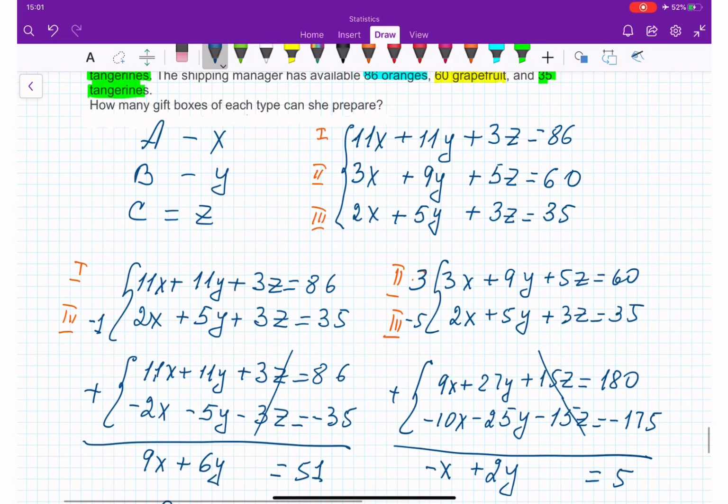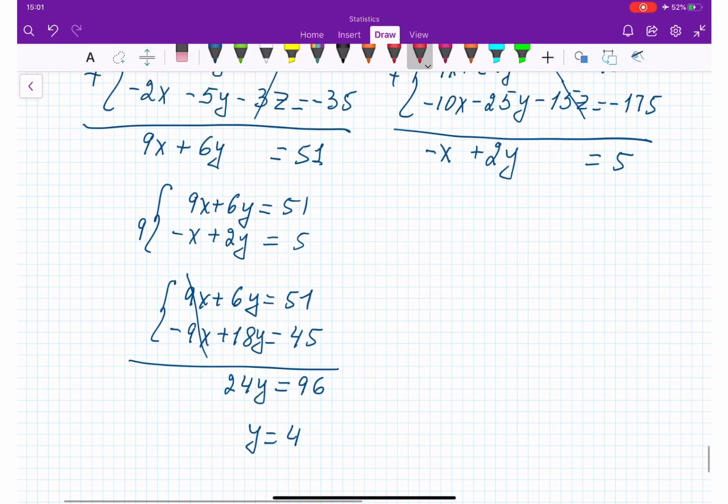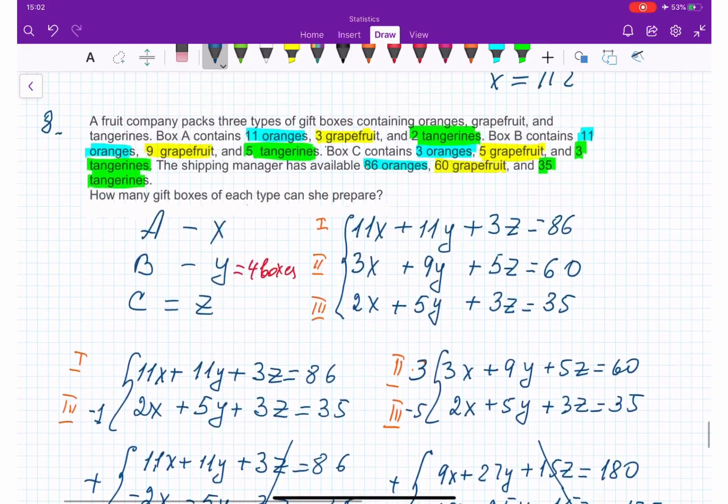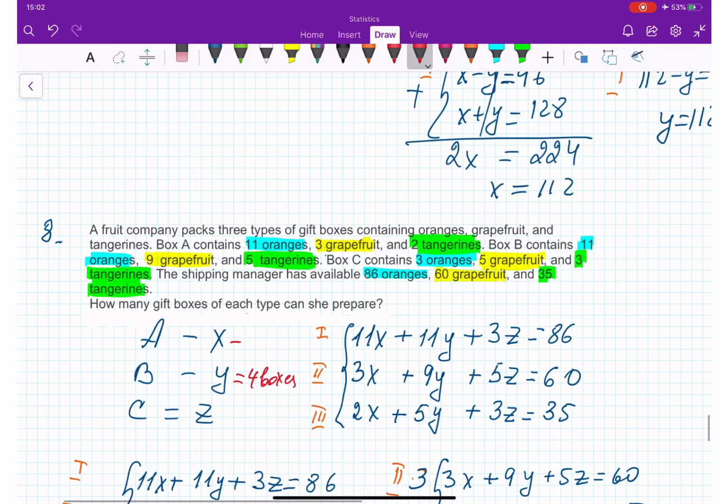Okay, what is 4? We have 4 boxes here. We got y. Now let's see if we can get x. So to get x, I'm going to plug right here. Negative x plus 2 times 4 is equal 5. Negative x plus 8 is equal 5. Negative x is equal negative 3. X is equal 3. So my x has 3 boxes.